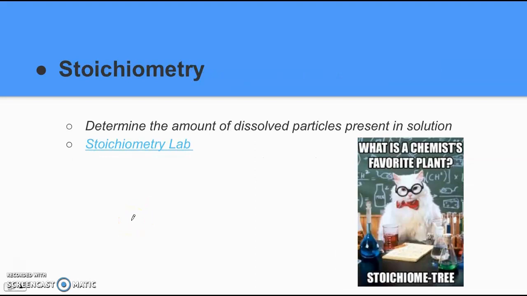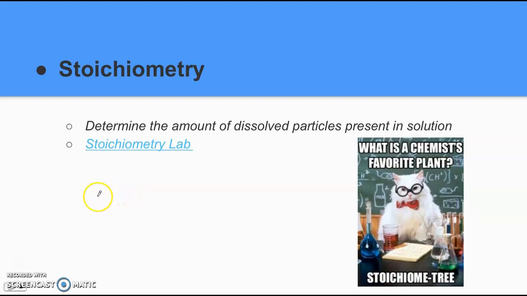Okay, the next type of lab is a stoichiometry lab. And this is a link to the stoichiometry lab that we did. And with this, you determine the amount of dissolved particles present in a solution. And this could be any type of lab that you can convert to moles and do stoichiometry calculations would qualify as a stoichiometry lab. So it could be gas stoichiometry, where you're using the ideal gas law.